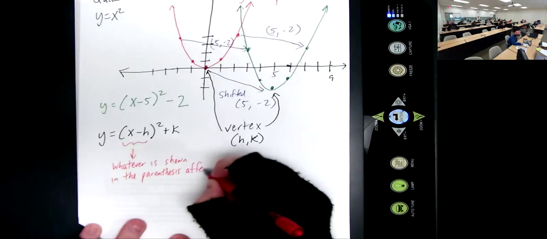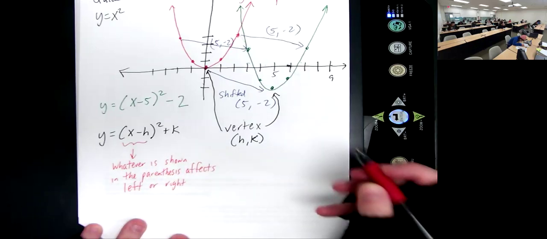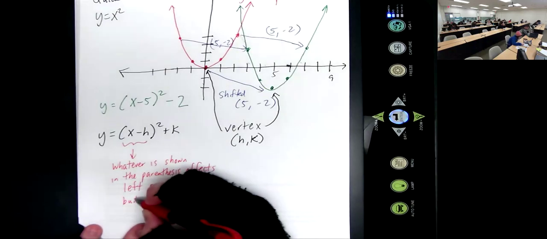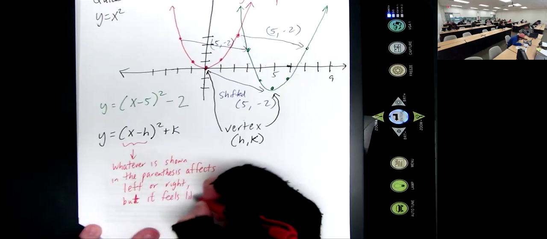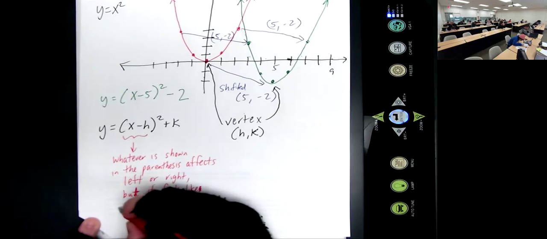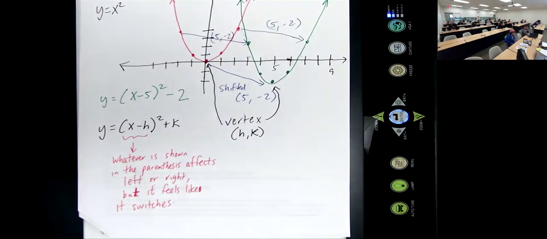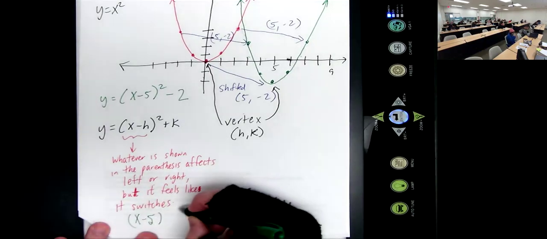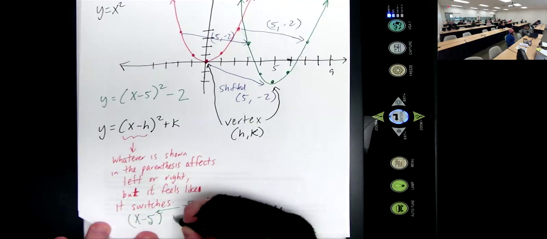affects left or right. But it feels like it switches. X minus 5, we had x minus 5. Minus 5 makes me think left, but we're really gonna move right.